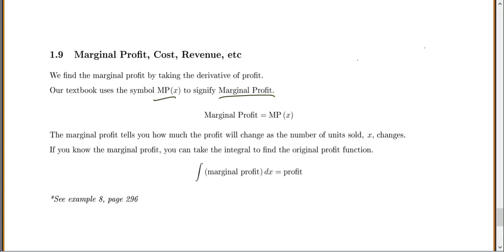Okay, but now that was before when we did derivatives. Now, what if we start with the marginal profit? So we start with the derivative. You can then take the integral to find your original profit function. Or in other words, you can take the integral of the marginal profit and get back to profit.